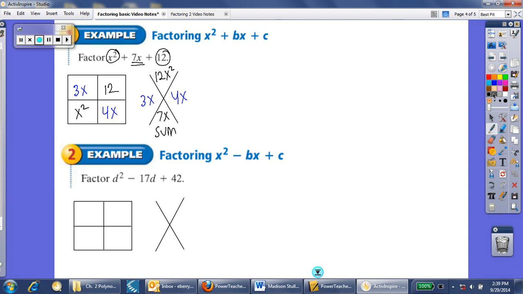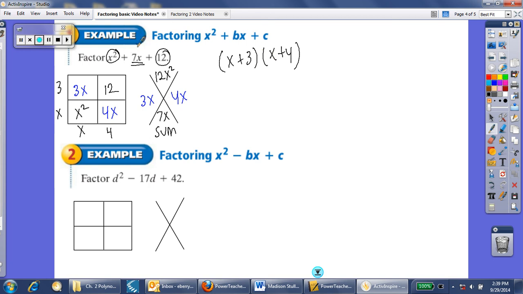I'm almost done. I need to get the dimensions of the box to be my product. X times x is x squared. X times 3 is 3x. X times 4 is 4x. I can check, 4 times 3 is 12. So this becomes x plus 3, x plus 4. If I want to do even more work to double check this, I can FOIL this out to see that this becomes what I started with.